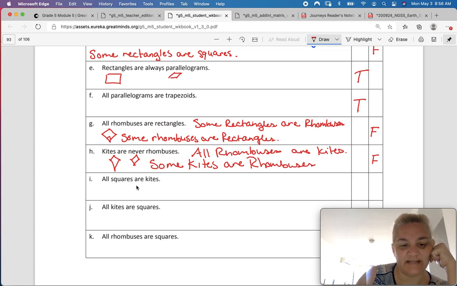All squares are kites. Well, if the rule for a kite is this side is the same and this side is the same and that side is the same, all squares are kites. Now, not all kites are squares, but all squares are kites. All kites are squares? No. Some kites are squares.